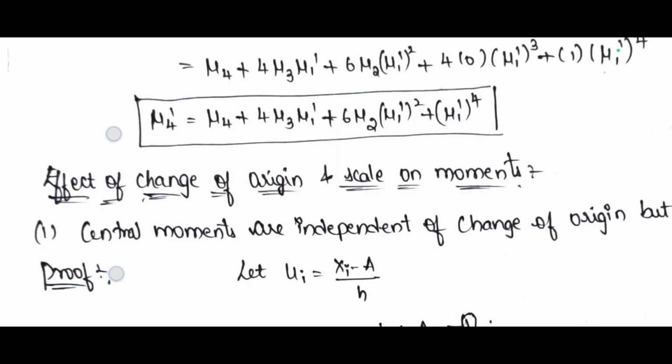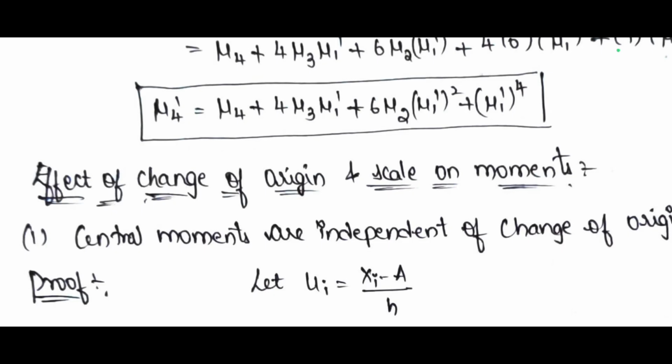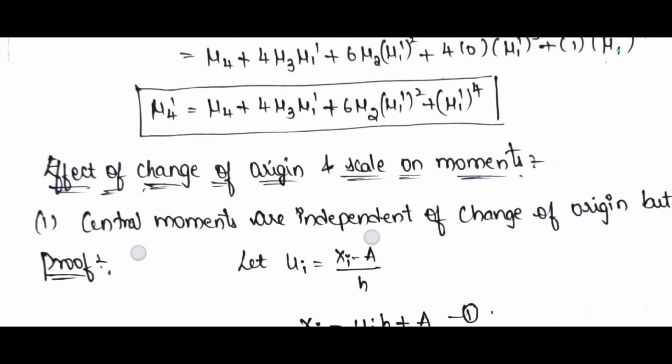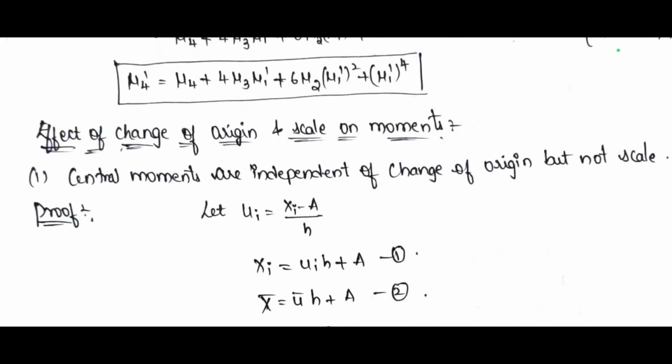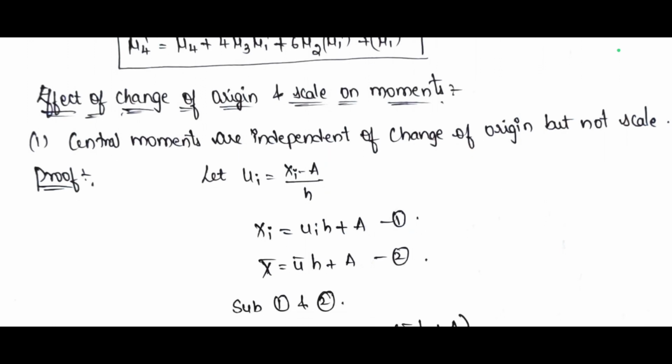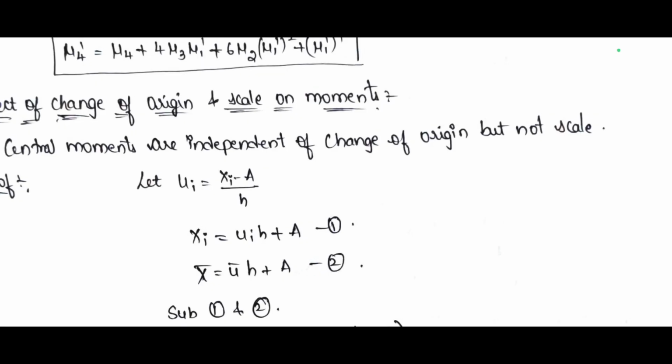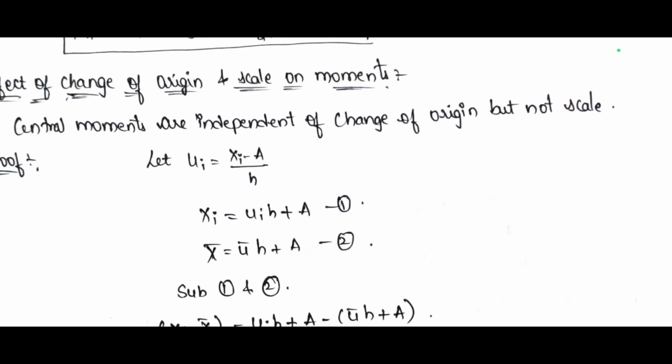Effect of change of origin and scale on moments, which we have to learn. Very important. So, what is changing of origin and what is changing of scale? Let's see. Central moments are independent of change of origin, but not the scale. Let ui be another variable, and let x be the previous variable.